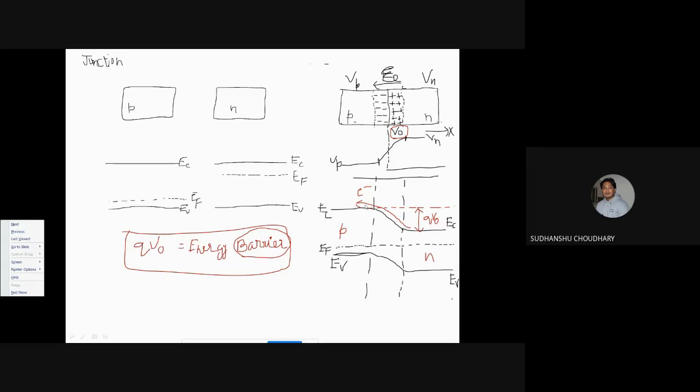Similarly, a barrier is set for holes also. Holes were diffusing from P to N. So a barrier is set for holes also. So where is the hole barrier? This is the hole barrier, that is the barrier for hole diffusion. Again, this is QV naught only, the same barrier. So this is the energy barrier for holes, and it will prevent the holes from diffusing from the P-type region.